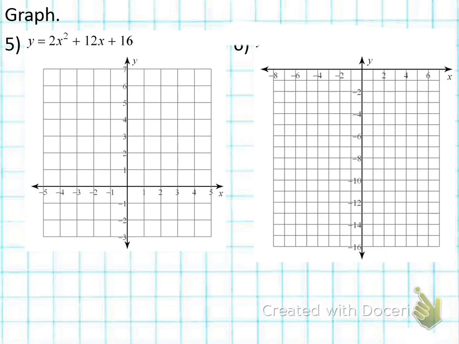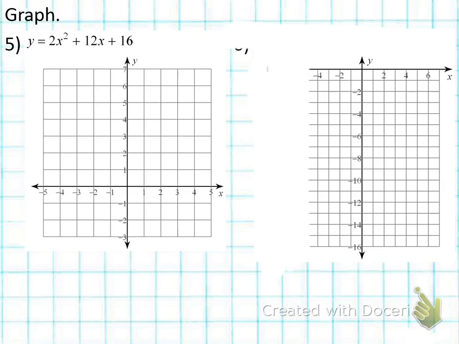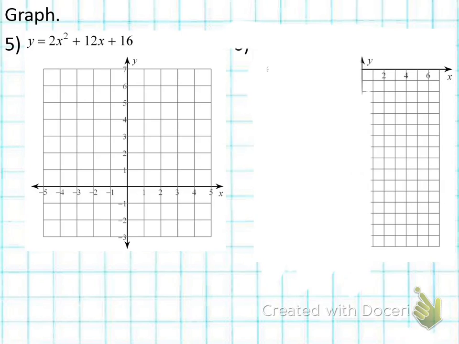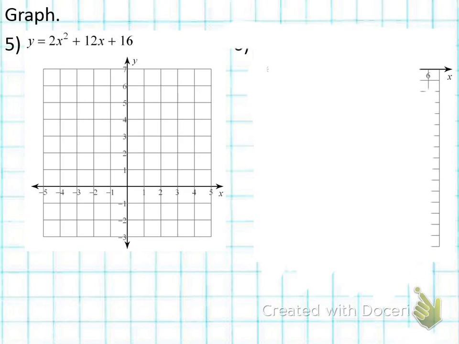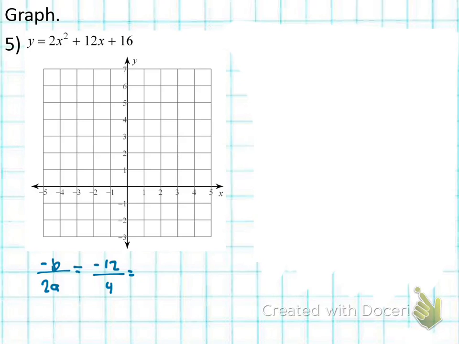Okay, what's a equal to here? 2, right? Okay, is it going to look like numbers 1 through 4? No, it's going to look different, okay? Since it looks different, we got 2x squared plus 12x plus 16. Let's find negative b over 2a. So we got negative 12 over 2 times a, which is 4. So our vertex is at negative 3, right? So we're going to put an xy table again. And we have negative 3 as the x input for our vertex.